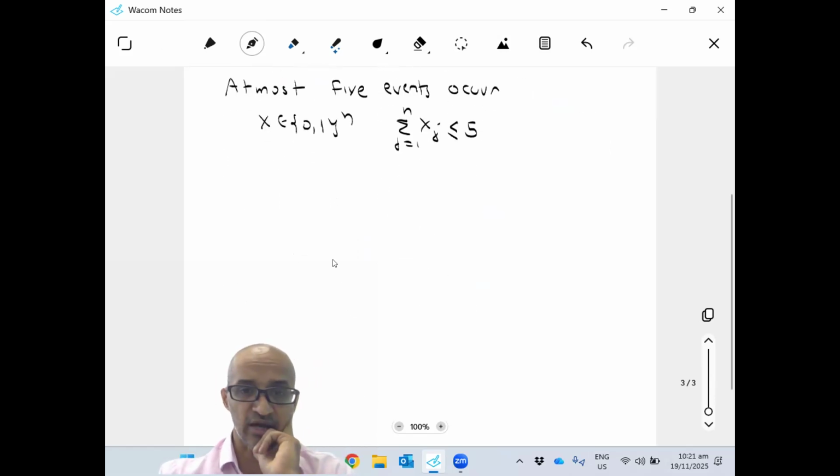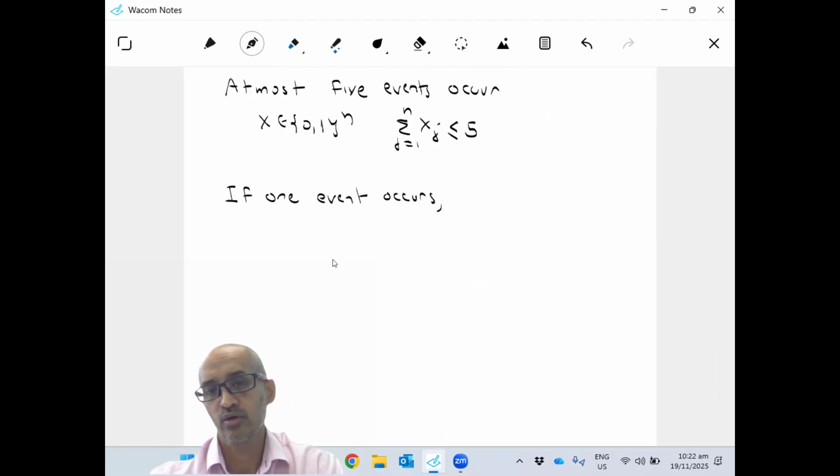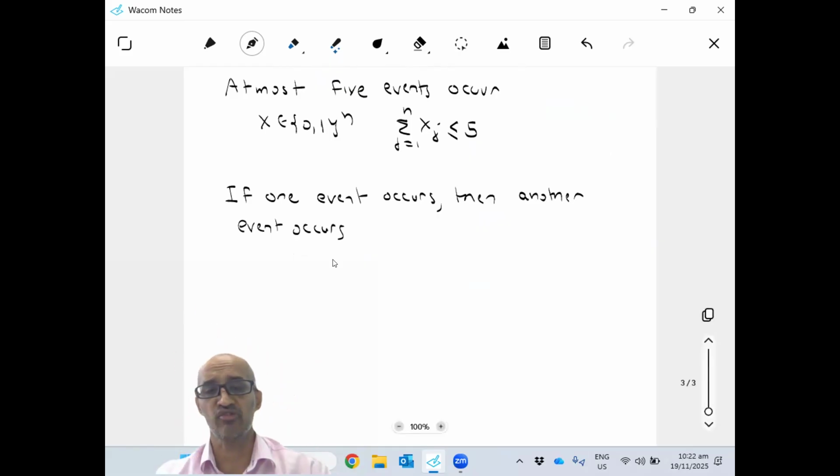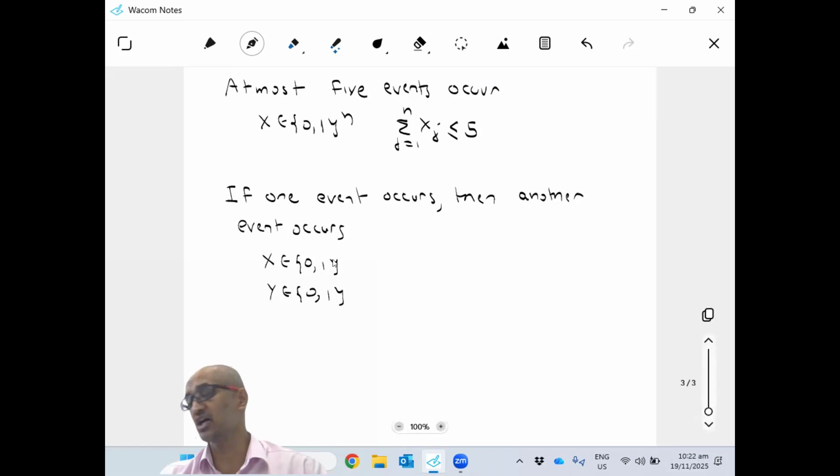Another example: let's say I've got a constraint of the following type. If one event occurs, then another event occurs. So I'm talking now about two events or two variables. Let's say I've got x, which is binary, and y, which is binary. So I've got two events. When x is 1, the first event occurs, and 0, it does not occur. If y is 1, the second event occurs. Otherwise, it does not occur.